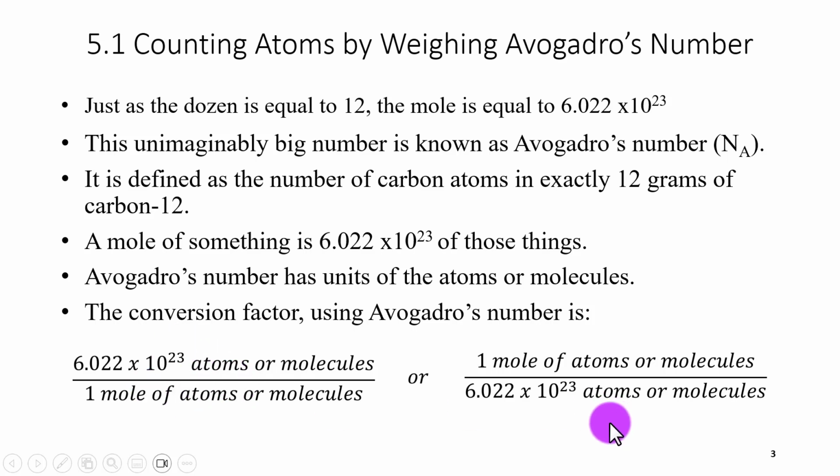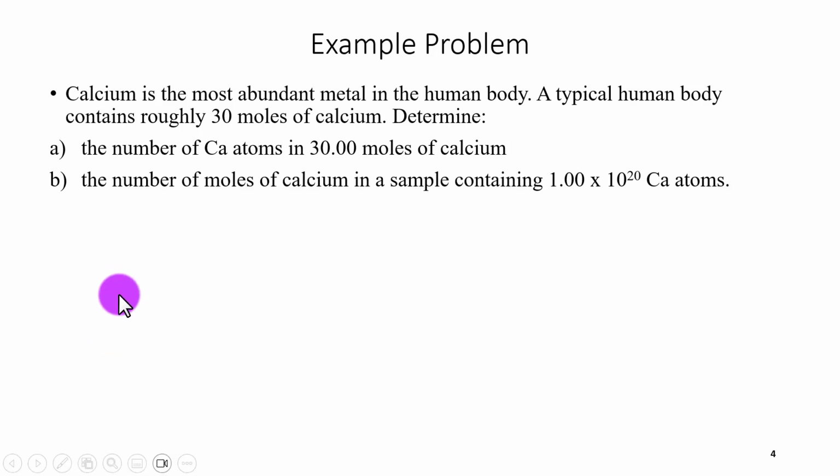So let's take a look at an example problem. Calcium is the most abundant metal in the human body. A typical human body contains roughly 30 moles of calcium. So let's determine the number of calcium atoms in 30 moles of calcium and the number of moles of calcium that are contained in a sample that has 1.00 times 10 to the 20 calcium atoms. Now I'm going to do A for you, and then I will give you a chance to work on B on your own.